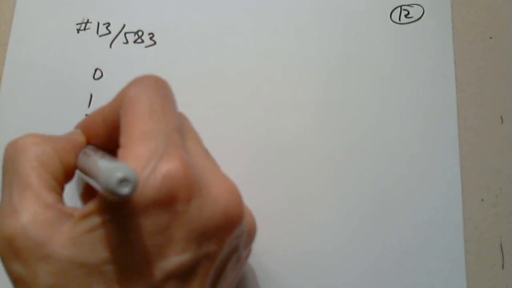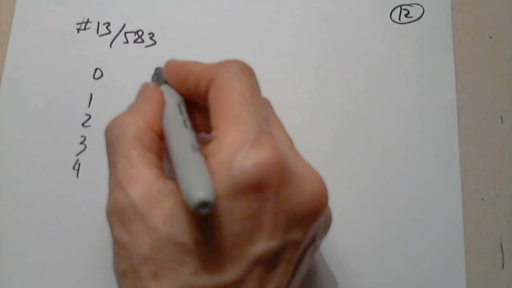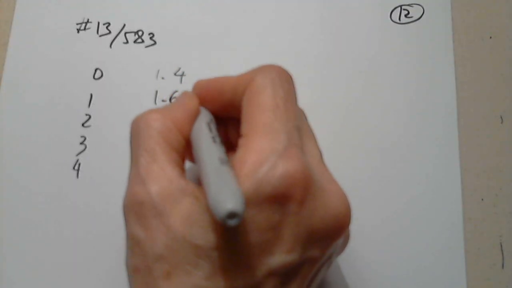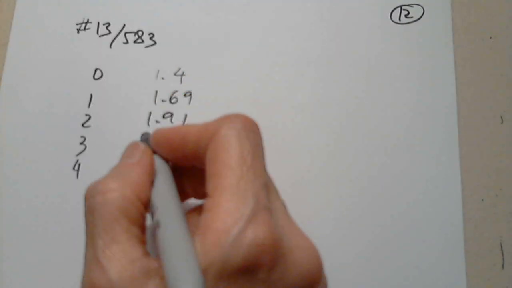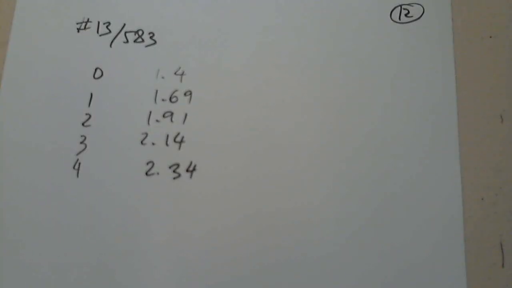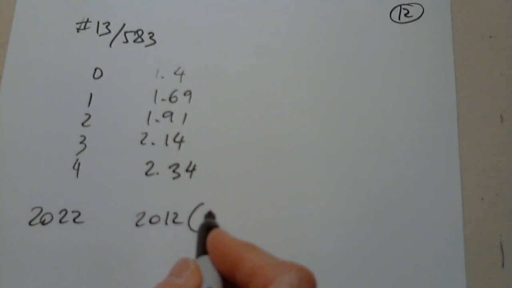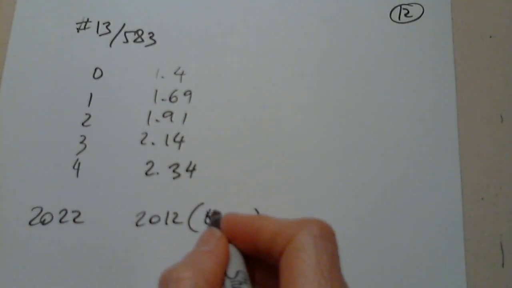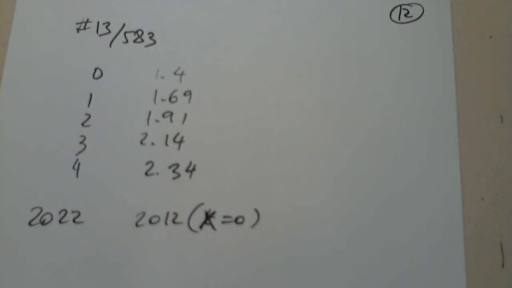0, 1, 2, 3, and 4. And we have 1.4, 1.69, 1.91, 2.14, and 2.34. And they want us to predict in 2022, and we know that 2012 is t equals 0. I'm sorry, x, same thing, time, okay? And what year will the number first exceed 4 billion?